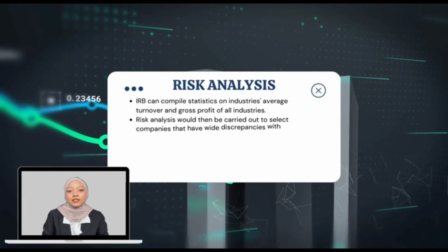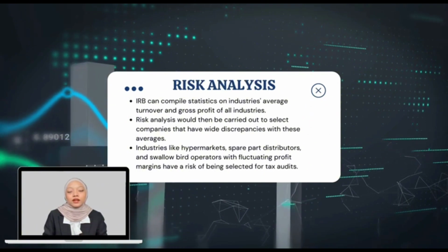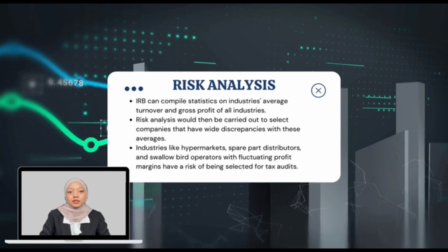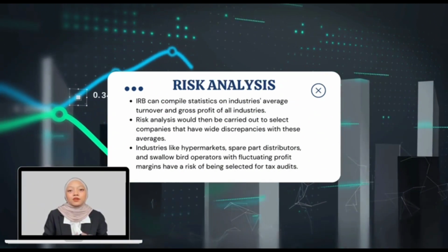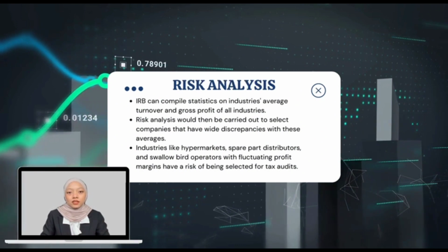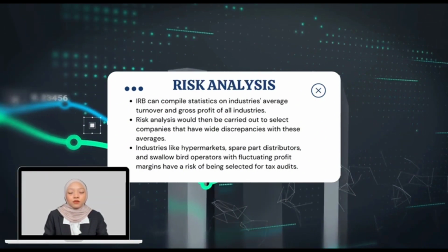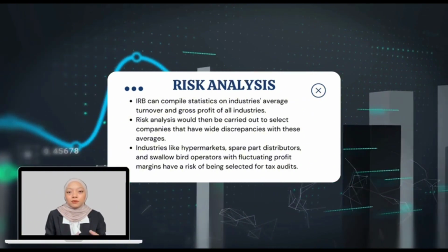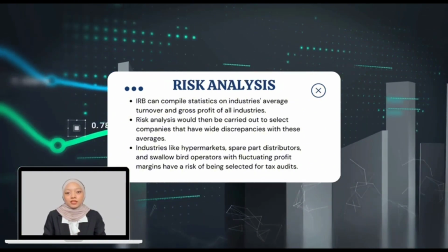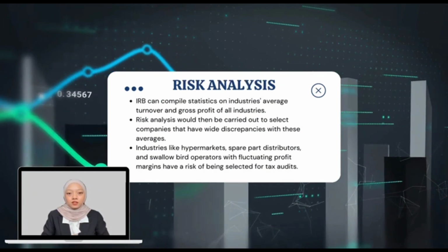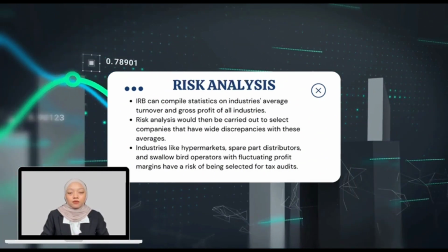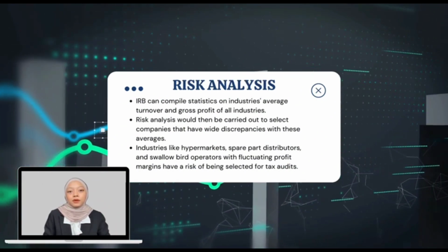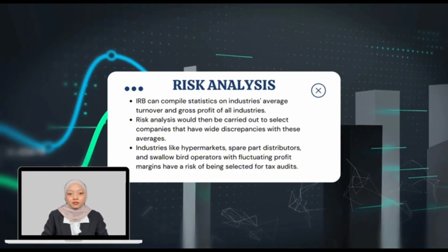Furthermore, risk analysis is also considered as one of the criteria for tax audit. With the help of modern information technologies, IRB is able to compile statistics on industries' average turnover and gross profit of all industries. Risk analysis and evaluation would then be performed on companies that have significant deviations from this average. Industries with changing profit margins such as hypermarkets, spare part wholesalers, and swallow operators are more likely to be audited.